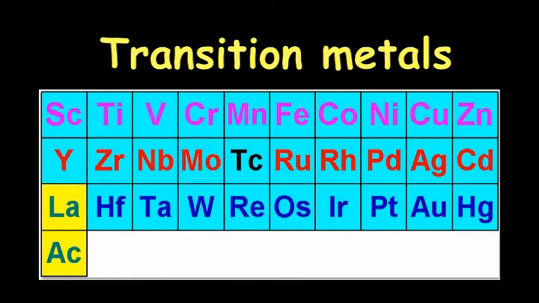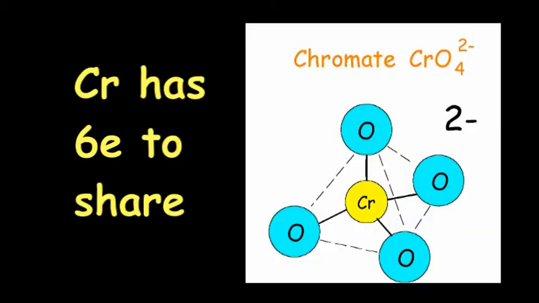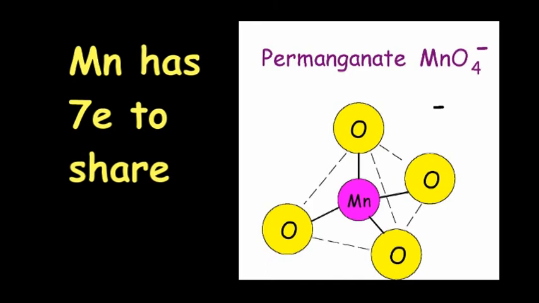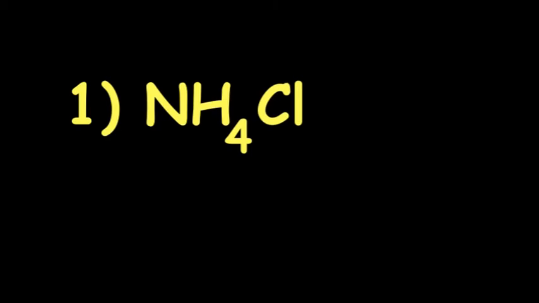Transition metals have overlapping outer shells. This allows them to provide several bonding electrons for oxygen to share. Here are two radical examples. On paper, write the names of the radicals in each of these compounds, plus their valencies.